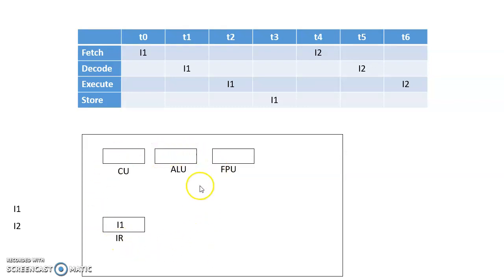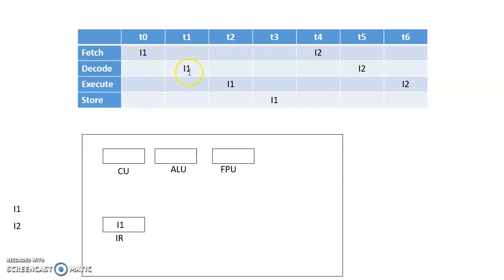First, what this is supposed to show here is sort of like an old-fashioned computer, and we'll step into a more advanced one a little bit, but the control unit, the arithmetic logic unit, the floating point unit, and then a single instruction register. And so when an instruction, this instruction 1, is fetched, it's brought into the instruction register. So at time 0, this is showing the fetch of instruction 1.